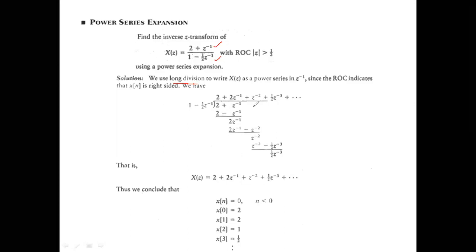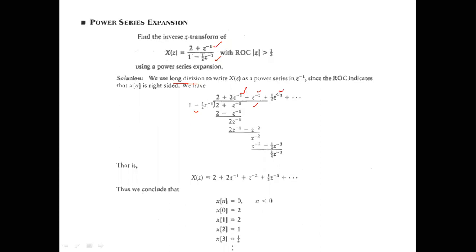Numerator divided by denominator. But the way we do it is, since it is a right-sided sequence, a right-sided sequence will have X(z) equal to the sum of x(n) z to the power minus n. If x(n) is right-sided, you are going to get negative powers of z. If x(n) is left-sided, you are going to get positive powers of z. That is why you should make sure that you have your entire z in negative powers. The quotient shall be negative powers.